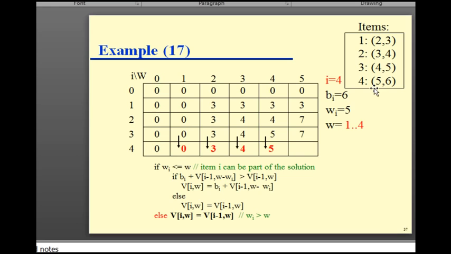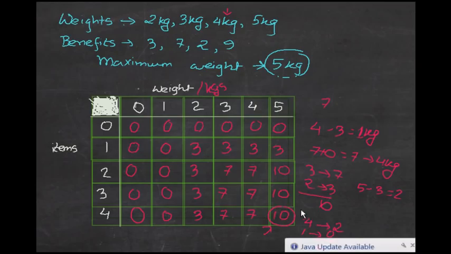Now for the 4th item, all will be the same until we reach the 5th kg. For the 5th kg, the benefit is 6. Well, 6 is lesser than 7, so it will still remain 7. So this is the answer. 7 is the maximum benefit. And so yeah, that's about it. I hope you enjoyed the video. I hope you understood everything.